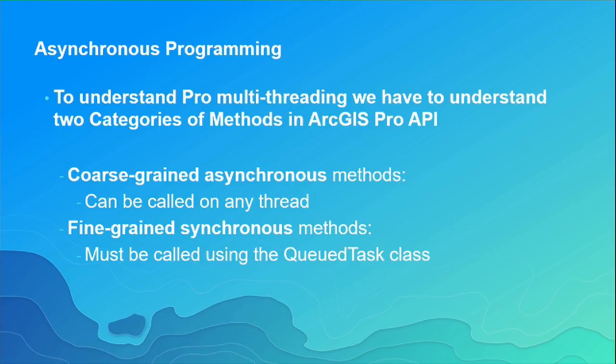So in regards to asynchronous programming, you need to understand that Pro utilizes two categories of methods in the API. First of all, we talk about coarse-grained asynchronous methods. These can be called from any thread, and we're going to go into detail on that shortly. And then we have the fine-grained synchronous methods, and these must be called from within the QueuedTask class.